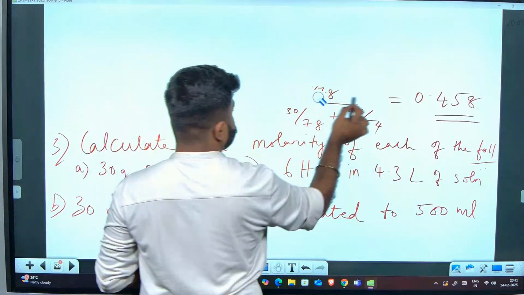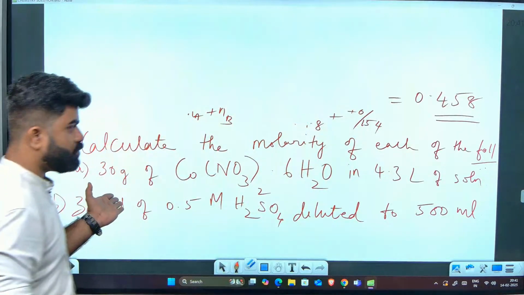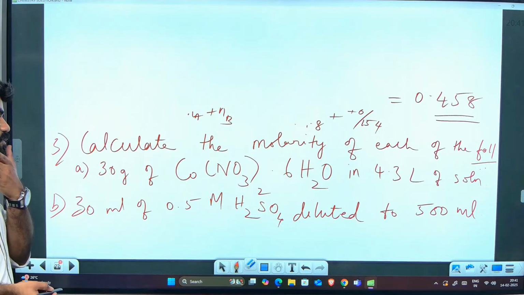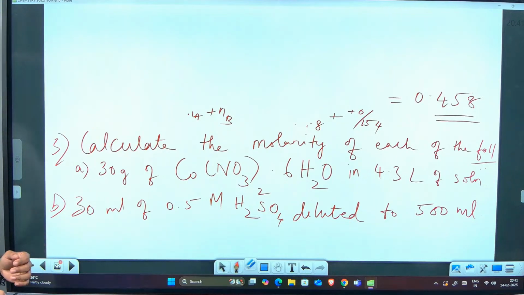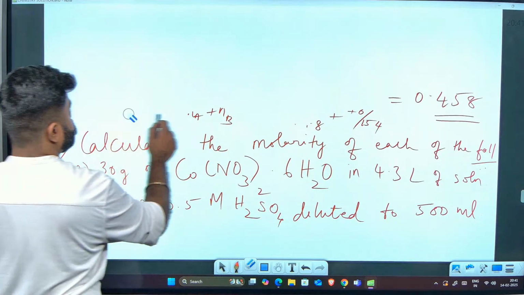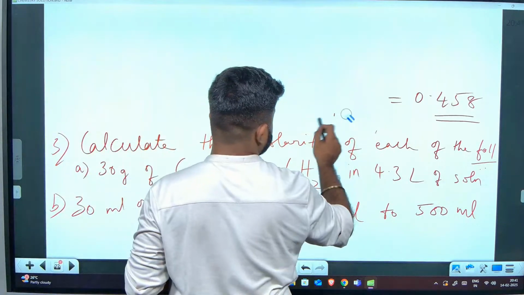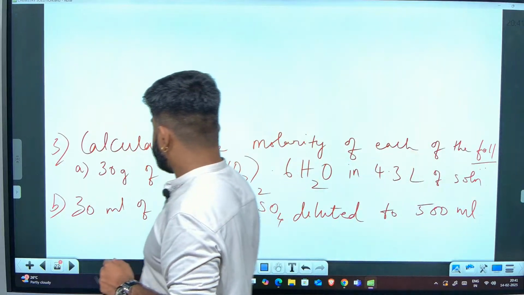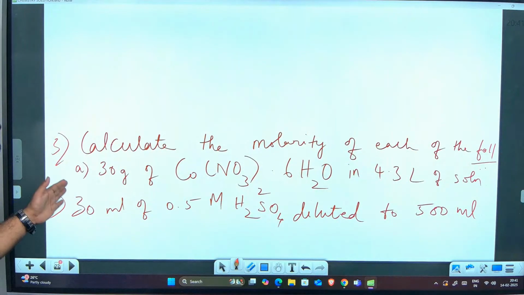Sir, can you dictate the second question? Let's see, do subdivision two. Just go and calculate: 30 ml of 0.5 molar sulfuric acid diluted to 500 ml. Okay, so let's go for the first subdivision.